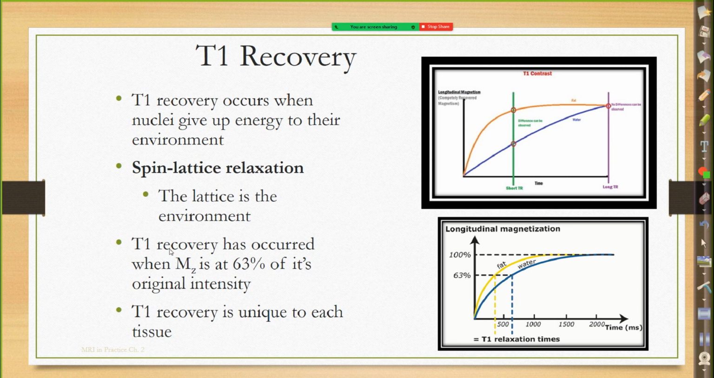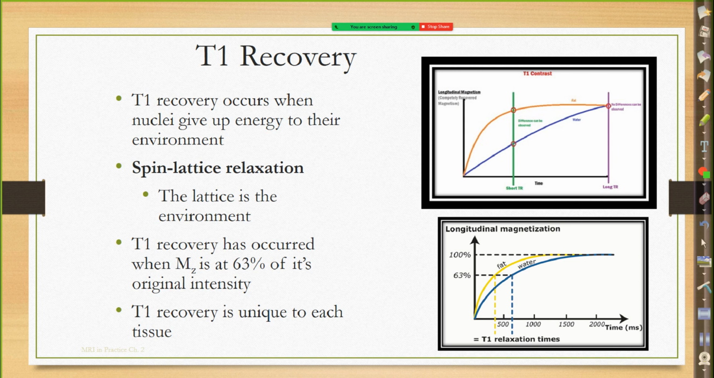And T1 recovery in the tissue is considered fully recovered when the longitudinal magnetization is 63% of its original intensity. So remember on that first graph, that had 63% for the T1 and 37% for the T2. That's where those numbers come into play. A tissue, and all tissues are considered fully recovered at 63%.